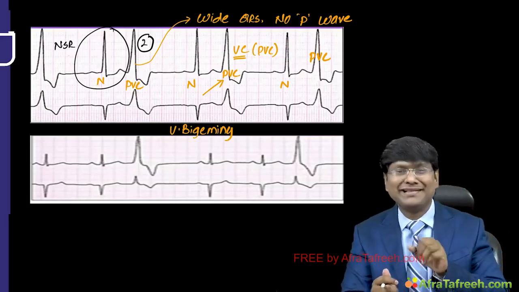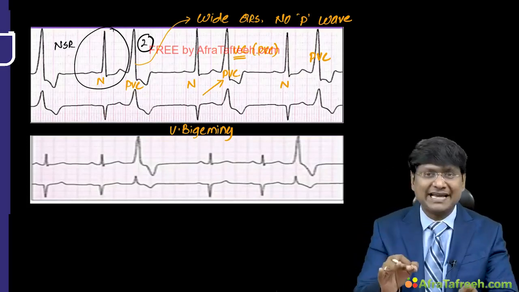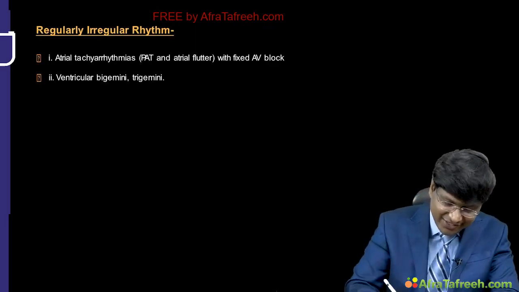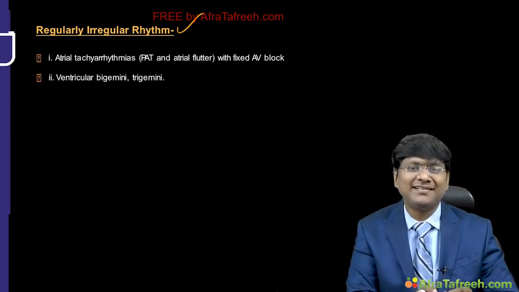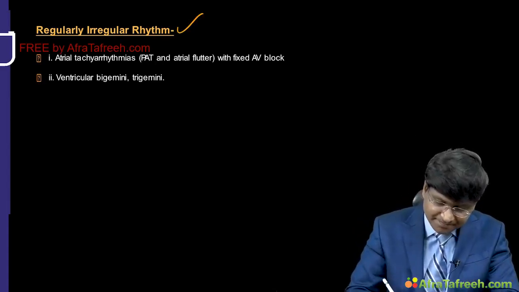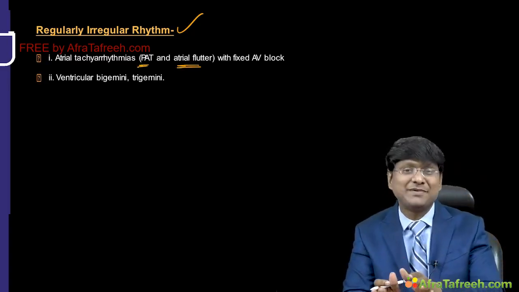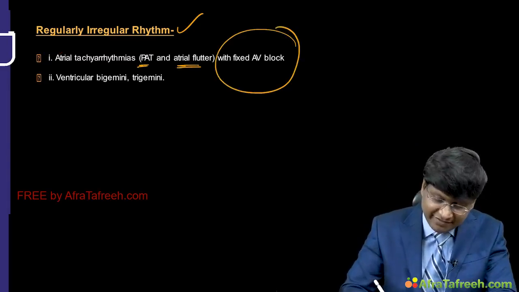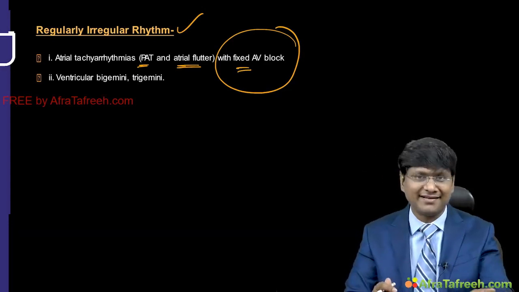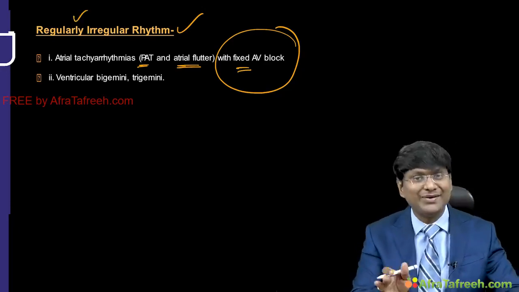Now, if you take the rhythm here, every second beat is an abnormal wave. So that abnormality is also maintaining the regularity. That we call a regularly irregular rhythm. You come across this in ventricular bigeminy, ventricular trigeminy, as well as in atrial flutter and PAT, paroxysmal atrial tachycardia, with fixed AV block. Remember, atrial flutter with variable AV block gives an irregularly irregular rhythm, whereas atrial flutter with fixed AV block gives a regularly irregular rhythm.